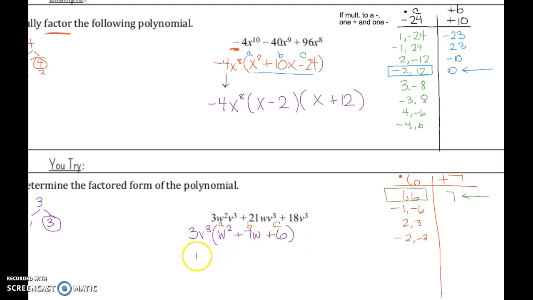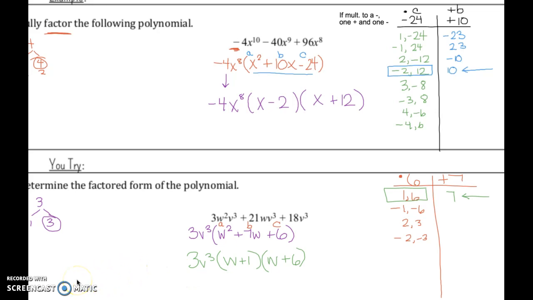So those are my factors, and I just want to write it in factored form. So I have 3v to the third out front. Then I have w plus 1, and I'm using a w because there's no x's in this. I mean, you have to use the variable that's given. And then the other factor is w plus 6. And that's my answer.